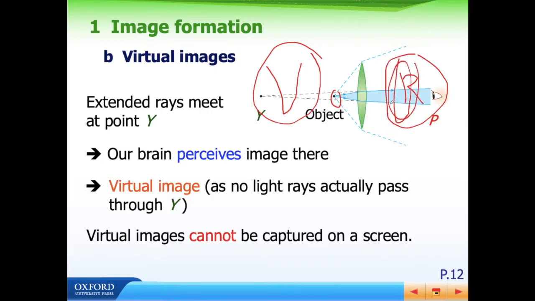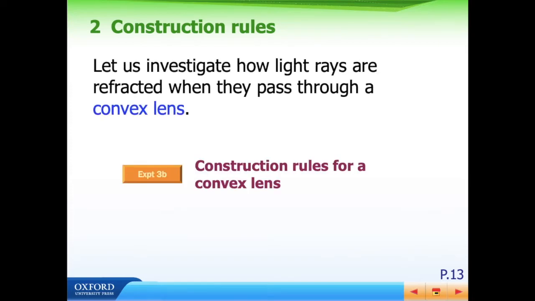Okay class, we are now in section 2, construction rules. In this section, we are going to investigate how light rays are refracted when they pass through a convex lens. In order for us to investigate that, let us have this experimental setup entitled Construction Rules for a Convex Lens to see exactly how light refracts in a convex lens.